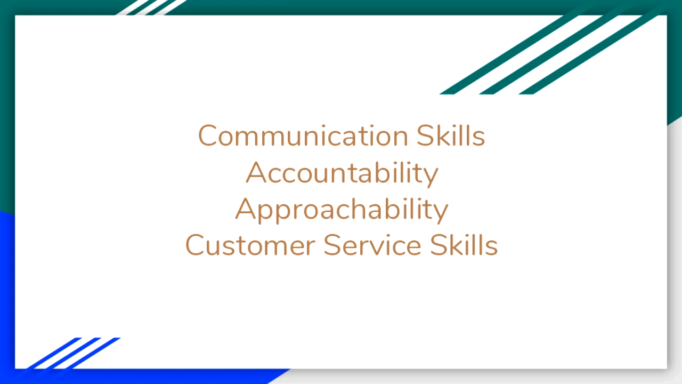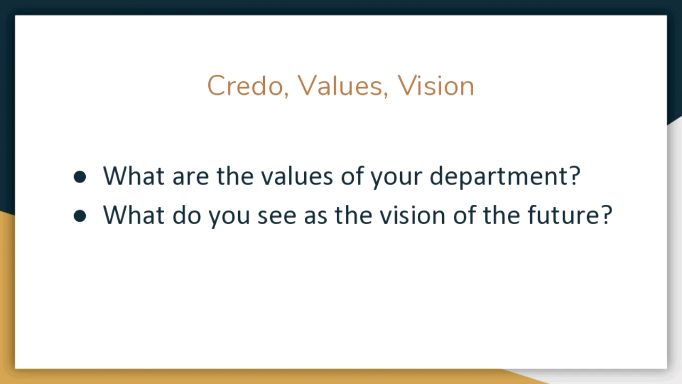So how do we get to the point of developing these skills? How do you choose them? You want to start with what you already know. That would be your credo, your values, and your vision statements. Looking at what are the values of your department. This is something that is for the entire university, the entire library, and comes down into your department as something that's maybe a little bit different depending on what your tasks are. Biggest thing with this is if it's important for the staff, it should likewise be important for your students.